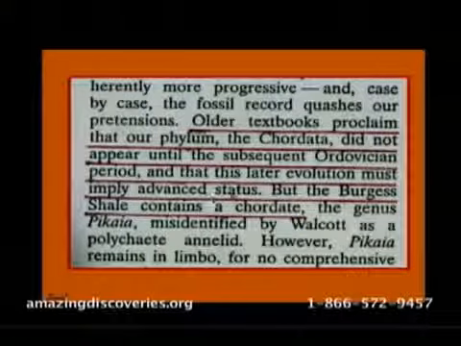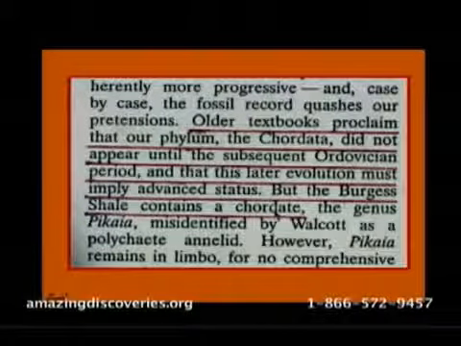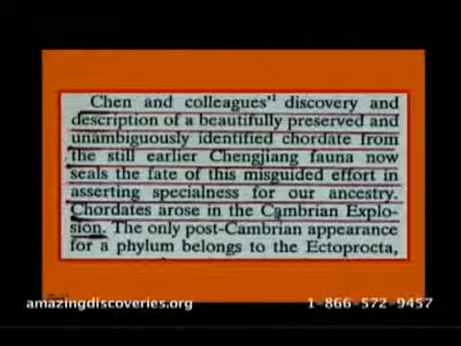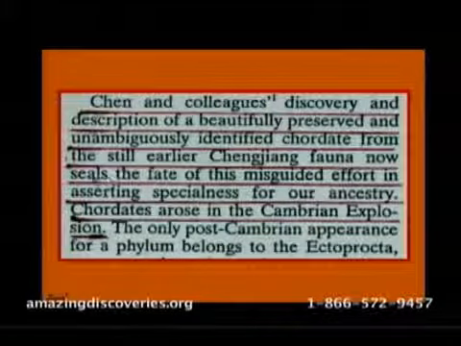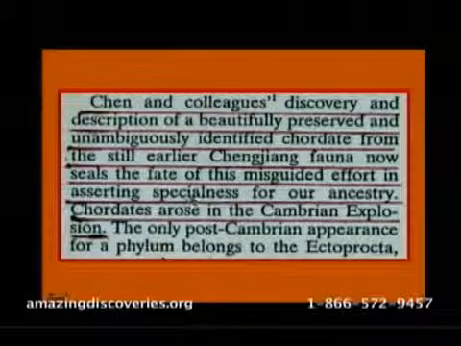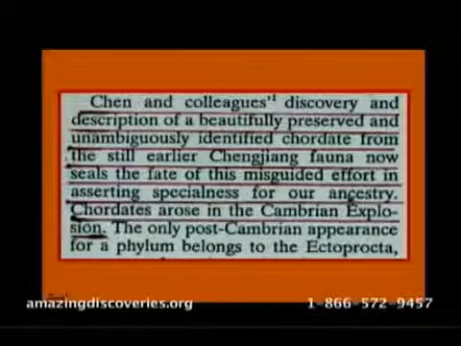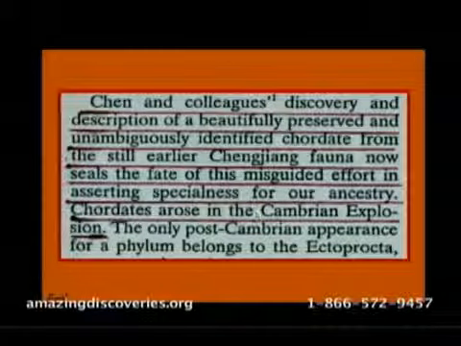So older textbooks proclaim that our phylum, the Chordata, did not appear until the Ordovician period, and that this later evolution must imply advanced status. But the Burgess Shale contains a chordate. What does that mean? Well, they identified a chordate from the Chengjiang fauna and now this seals the fate of this misguided effort in asserting specialness for our ancestry. Chordates arose in the Cambrian explosion. Oops. What does that mean?